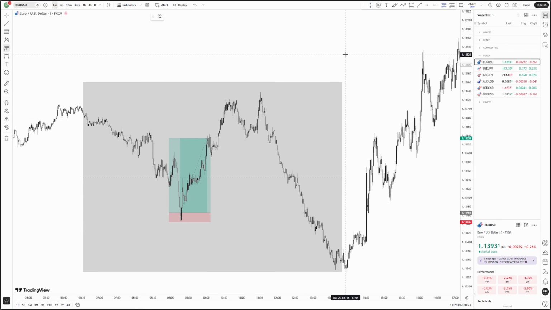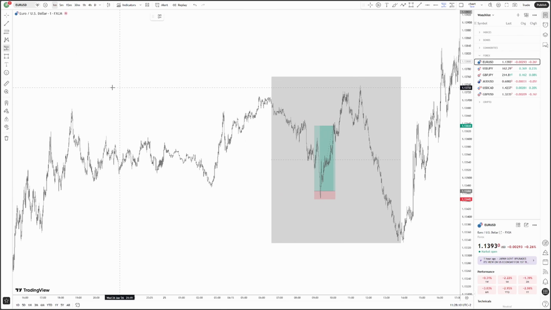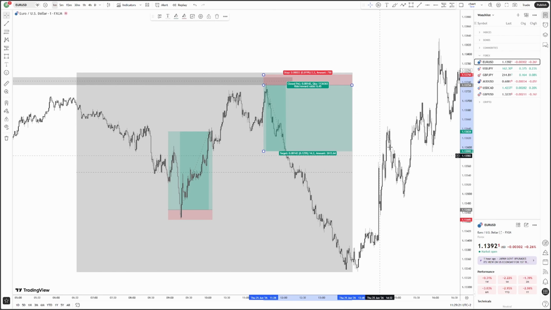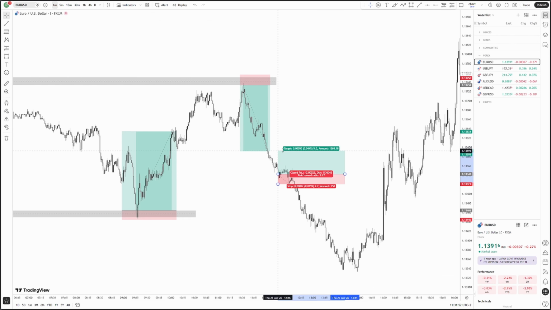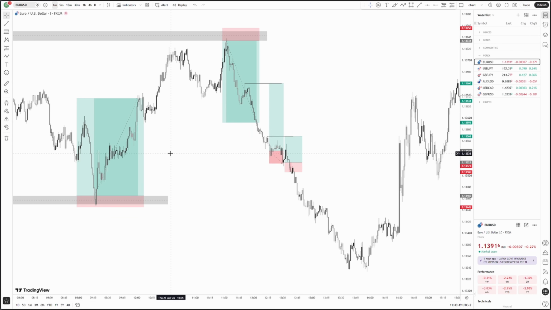The next one is a short, targeting a previous zone, probably this one, and targeting the low there. Another good trade. All right, the third trade is targeting this high right there, and I'll explain these in a minute, but I'm going to draw them out first. So I got it drawn out. We got 2 great trades and 2 losers.